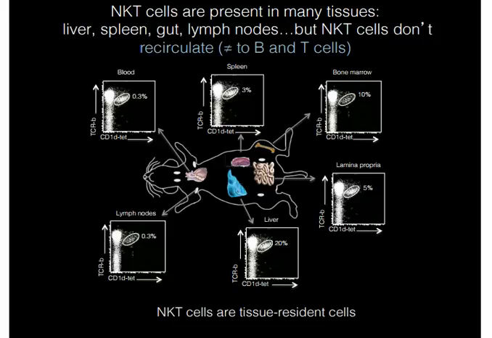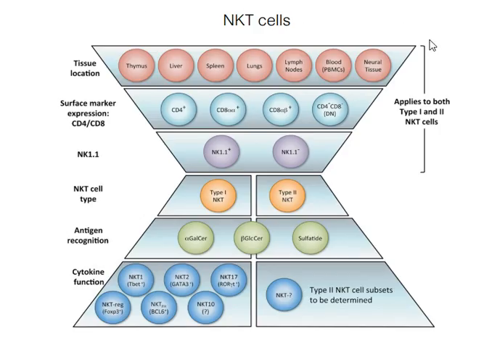there for life. This is basically showing what applies to both type 1 and type 2 NKT cells, and this is showing where they're divided. Okay, so both type 1 and type 2 can and do and don't express NK1.1. They also do and don't express CD4 and CD8, and they also can be found in different tissue locations, both of them. I'll just read this out.